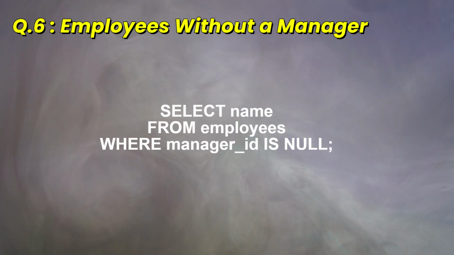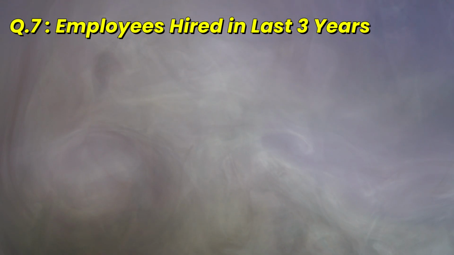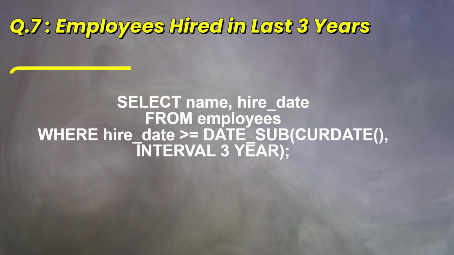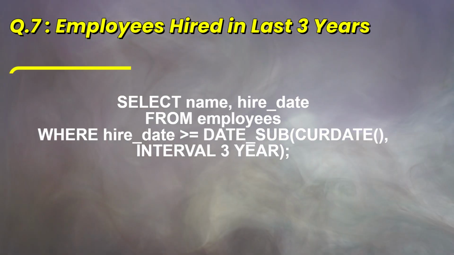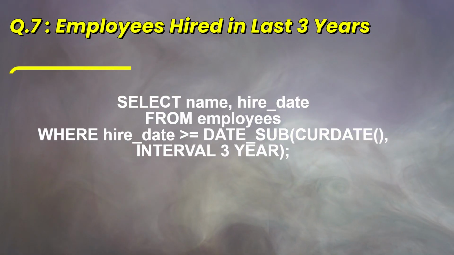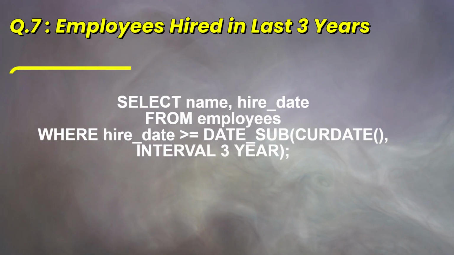Question 7. Employees hired in last 3 years. Next, we want employees who joined in the last 3 years. Explanation. CURDATE() gives today's date. DATE_SUB(CURDATE(), INTERVAL 3 YEAR) calculates the date 3 years ago. We compare hire_date with this value to find recent hires.